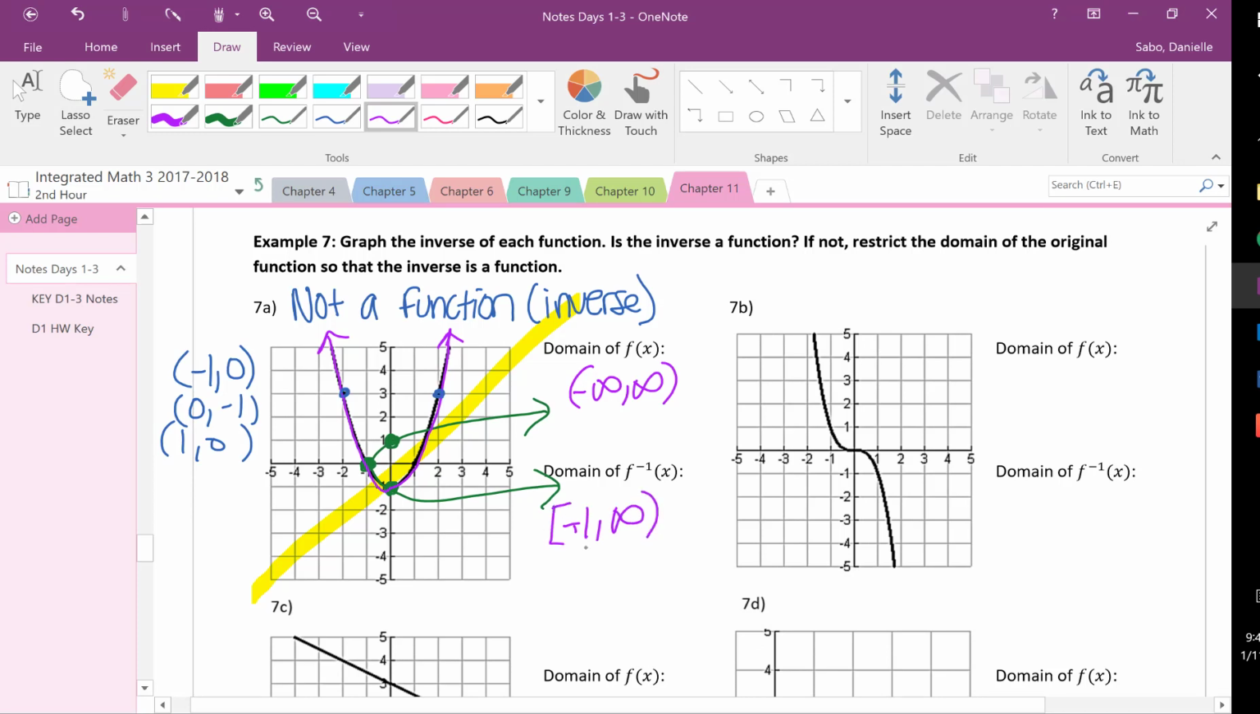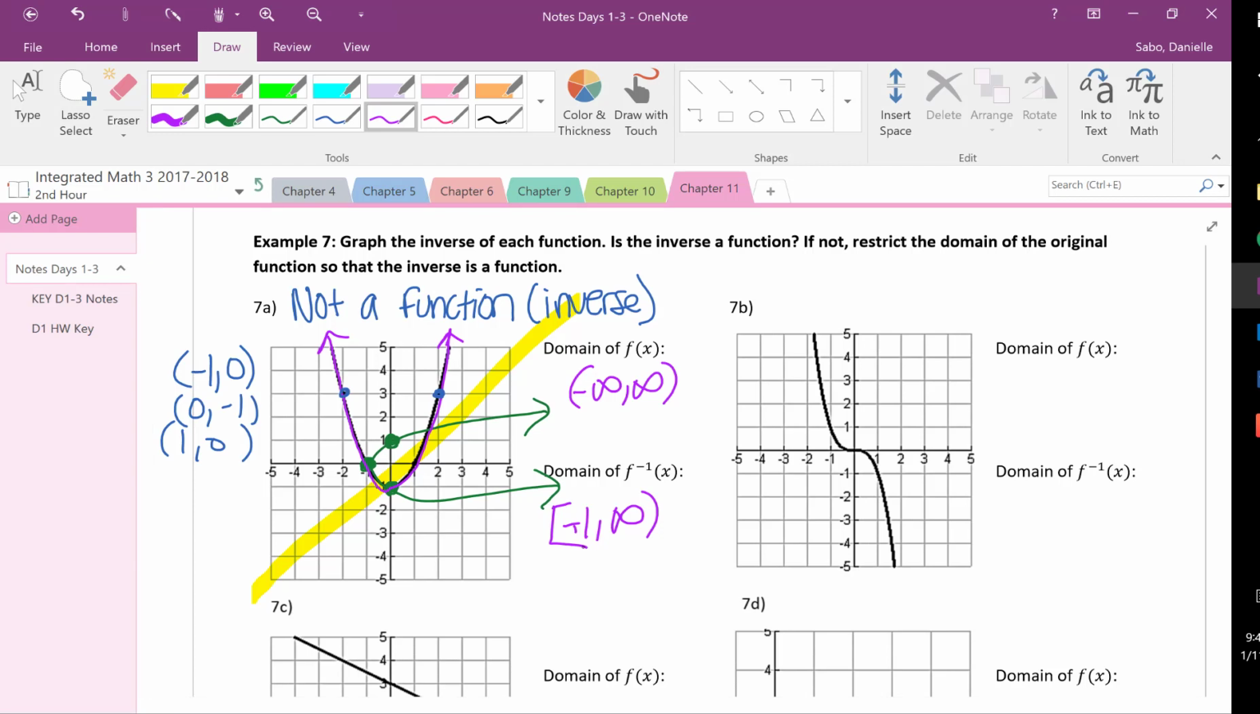Let me go over that one more time. Yesterday I explained that the domain and the range always switch when you have an inverse function and an original function. If I'm asking for the domain, you're really looking for the range of your original. The range of my original function starts at -1 and goes up forever to positive. So I know that's going to be the domain.